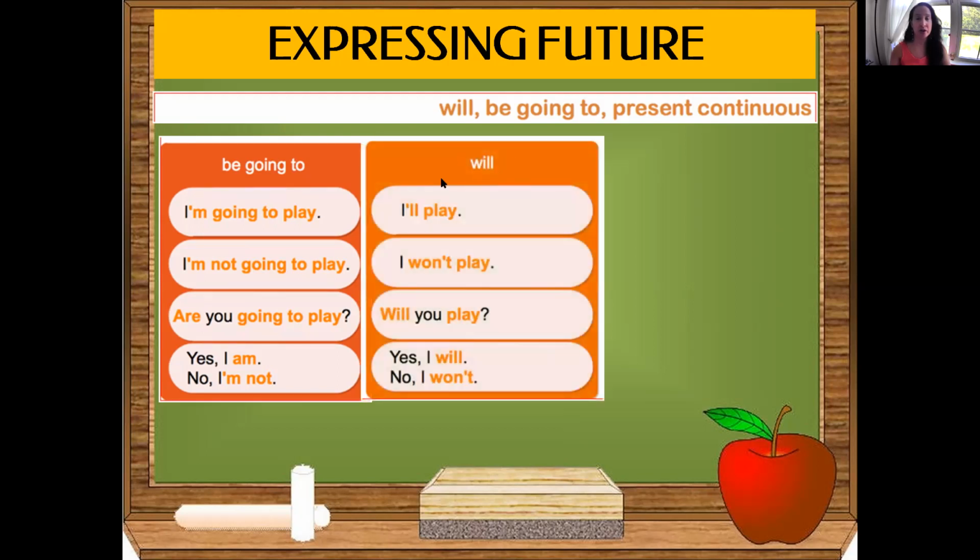Now let's do will. I'll play. Remember what this contraction is? I will play. So repeat after me. I'll play. Let's do this one. I won't play. Now, does everyone remember this contraction? This is a tricky one. It's irregular. This means I will not play, okay? I will not play. So this is not I won't.